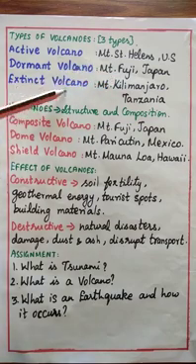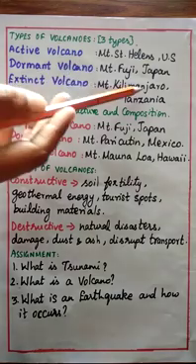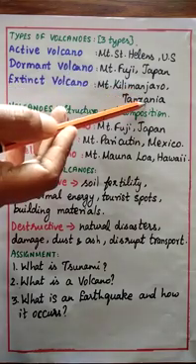And next is the extinct volcano. Extinct volcano is a dead volcano, that is, it permanently stops its volcanic activity. Once that happens, it is called an extinct volcano. For example, Mount Kilimanjaro, which you can find in Tanzania.